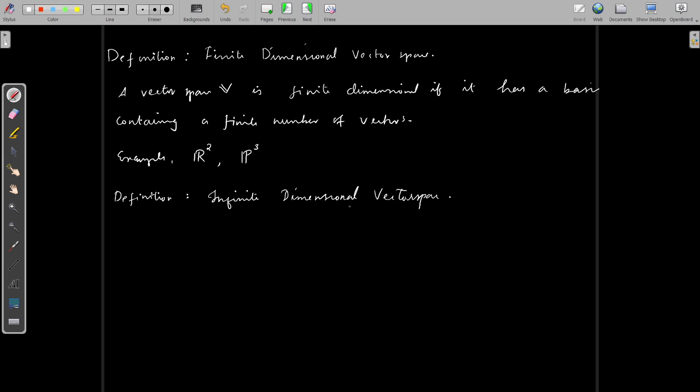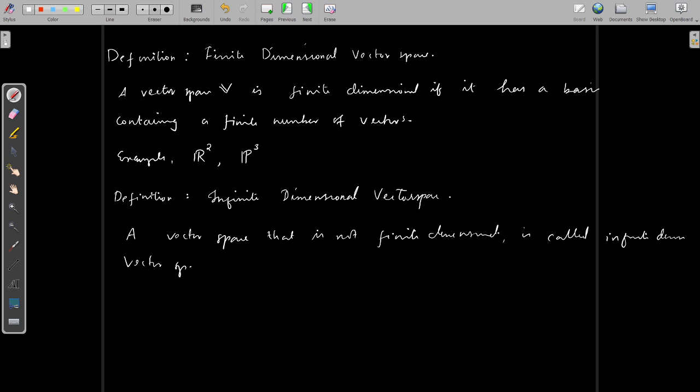The other definition is infinite dimensional vector space. That is nothing but all vector spaces which are not finite dimensional. A vector space that is not finite dimensional is called an infinite dimensional vector space. These are the two definitions.